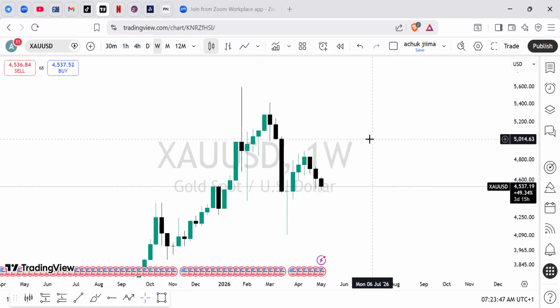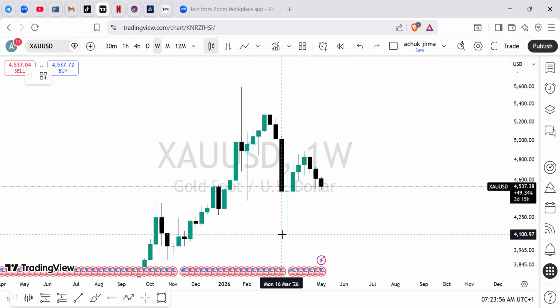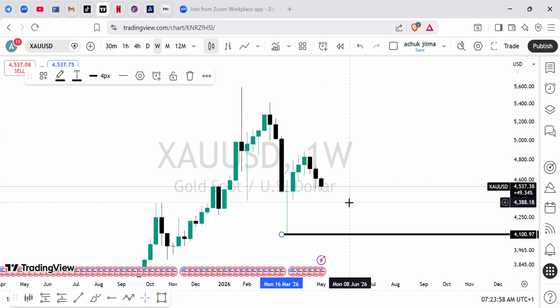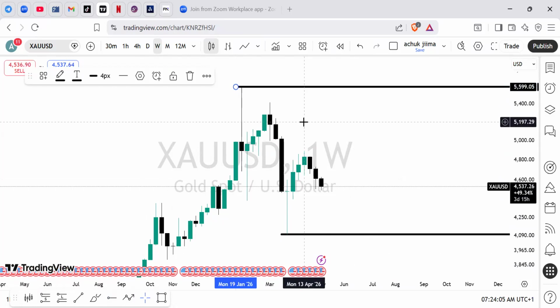This is the weekly chart for gold, and I just want to break it down for you. So the first thing you do, you mark your highest and your lowest points. This is one of our lowest points, which is around 4,100. And then this is the highest point gold has ever been, which is around 5,600.